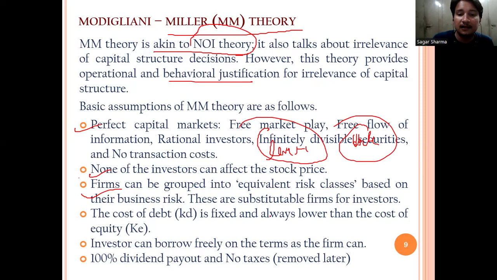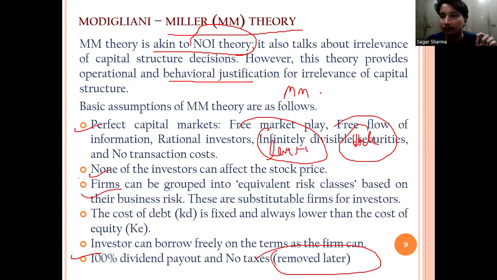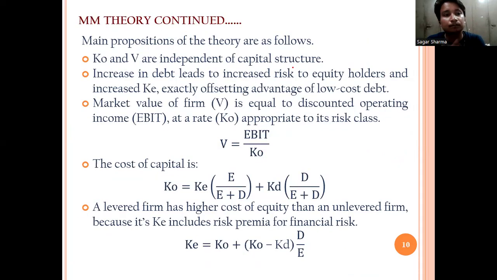Cost of debt is fixed and always lower than the cost of equity. Investors can borrow freely on the same terms as the firm can. 100% dividend payout and no taxes are assumed here. This is removed later, because the second approach, the approach with taxes, also came after that, but you have to focus only on the approach without taxes first. So what are the propositions? KO and V are independent of capital structure. Increase in debt leads to increased risk to equity holders and increased KE, exactly offsetting the advantage of low cost debt.